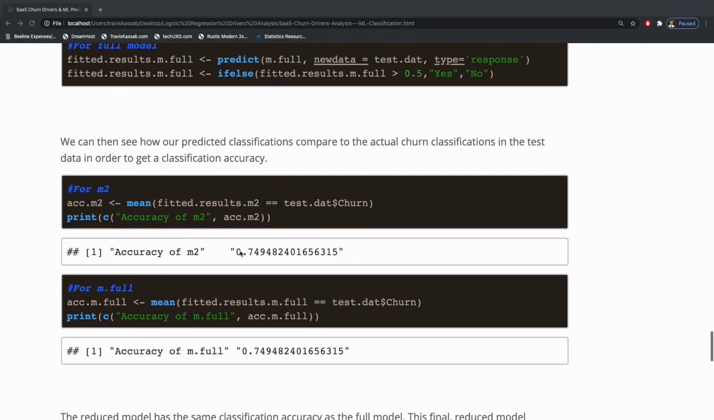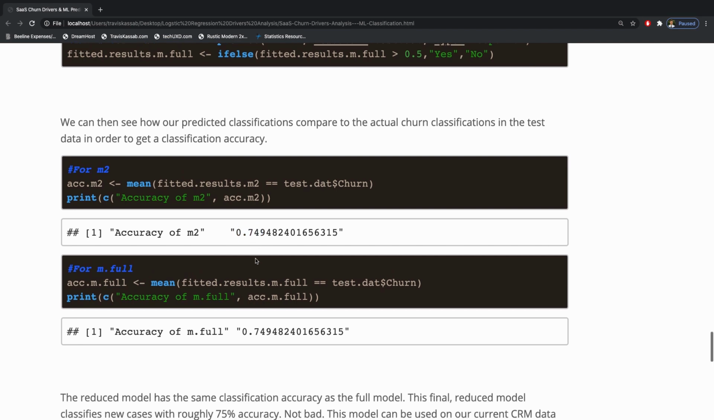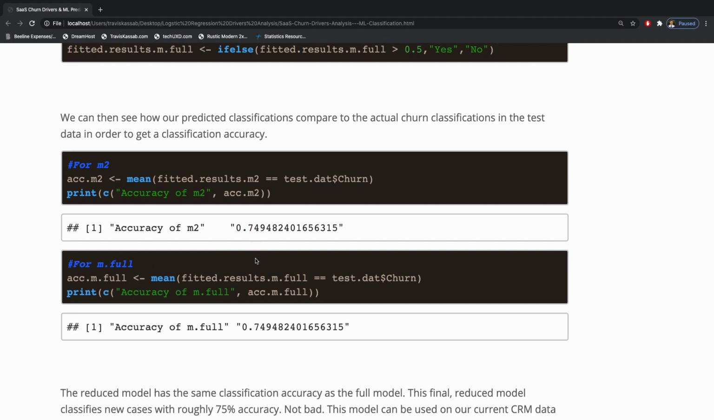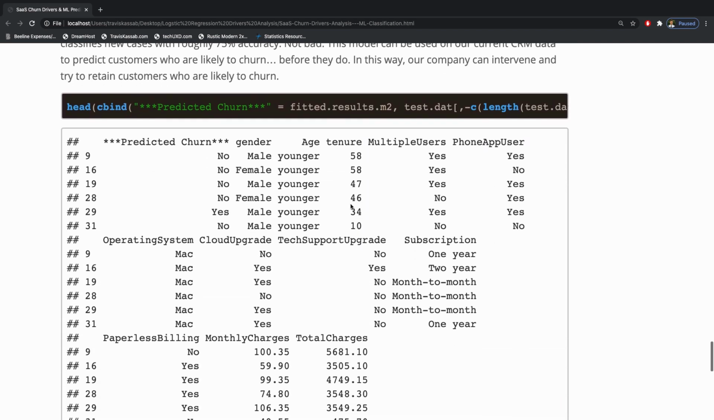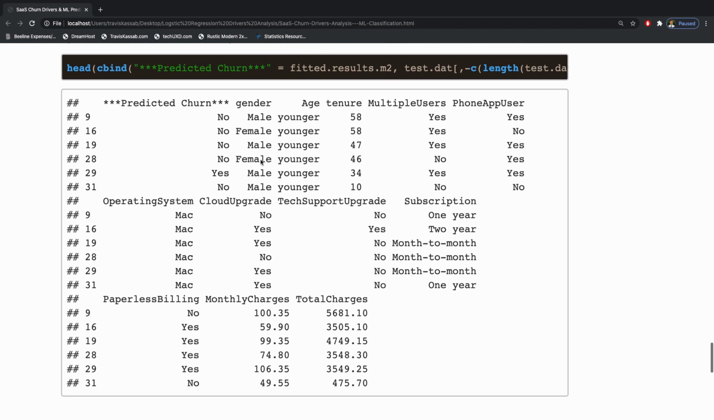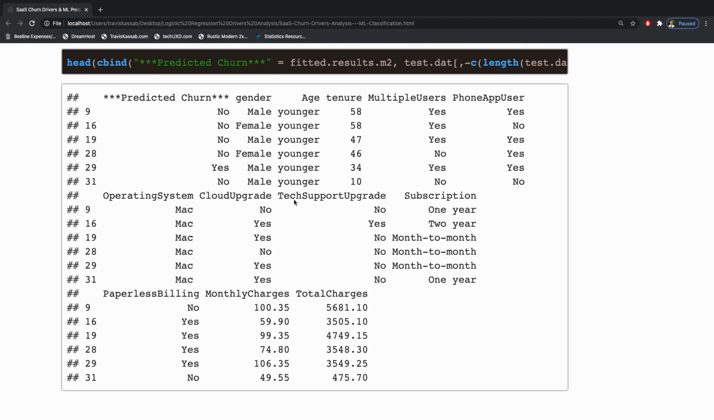And we get that with 75% accuracy, our model predicts whether or not a customer is going to churn. So that's pretty good. And so on our current customer CRM, here is the CRM data set here. Each row corresponds to a current customer, and here's our predicted churn right here.